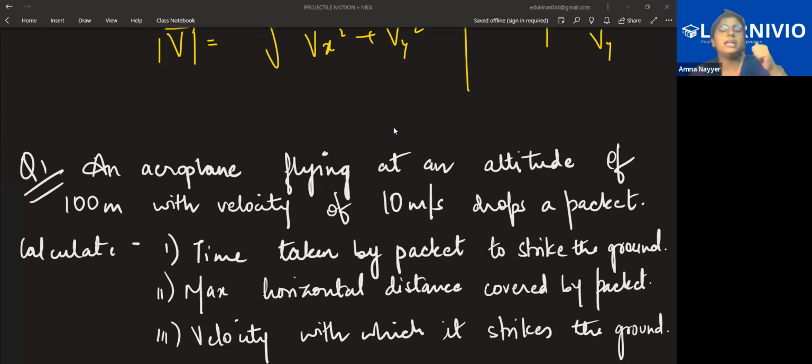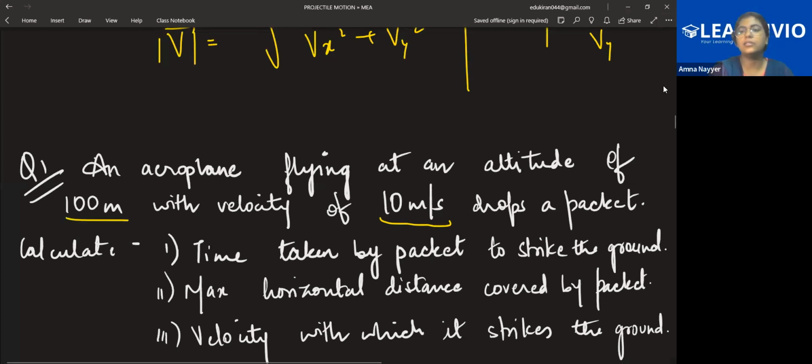We have to find out the time taken by the packet to strike the ground. We have to find out the maximum horizontal distance covered by the packet. And third, the velocity with which it strikes the ground. The aeroplane is flying at an altitude of 100 meters, velocity is 10 meters per second. The packet was dropped from the moving aeroplane, so the initial velocity is 10 meter per second.